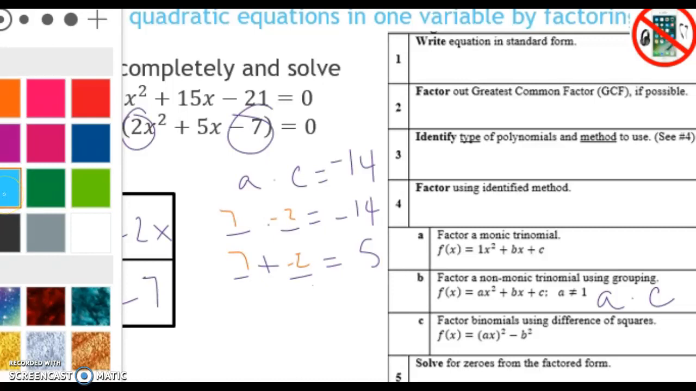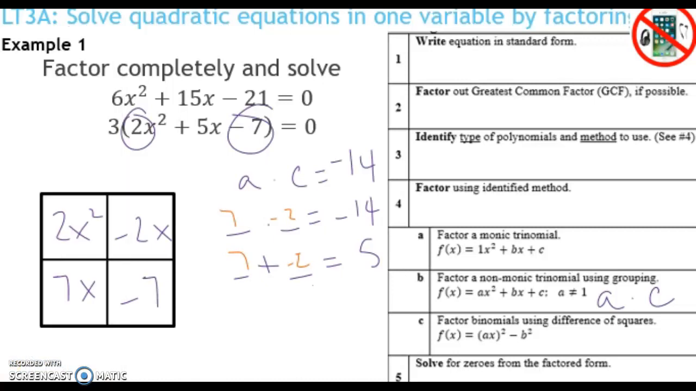Now we need to find the GCF for each row and each column. So here our GCF for 2x squared and 7x is just 1x, or x. The GCF for negative 2x and negative 7, we'll let that be 1. The GCF of 2x squared and negative 2x, again, we'll make that 2x. The GCF of 7x and negative 7, we'll make that 7.